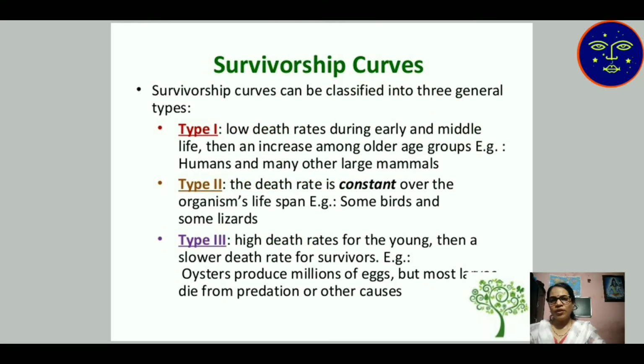Then the survivorship curve. The survivorship curve can be classified into three general types. Type 1: low death rates during early and middle life, then an increase among older age groups, for example humans and many other large mammals. Type 2: the death rate is constant over the organism's lifespan, for example some birds and some lizards. And type 3: high death rates for the young, then a slower death rate for survivors. For example, oysters produce millions of eggs, but almost all die from predation or other causes.